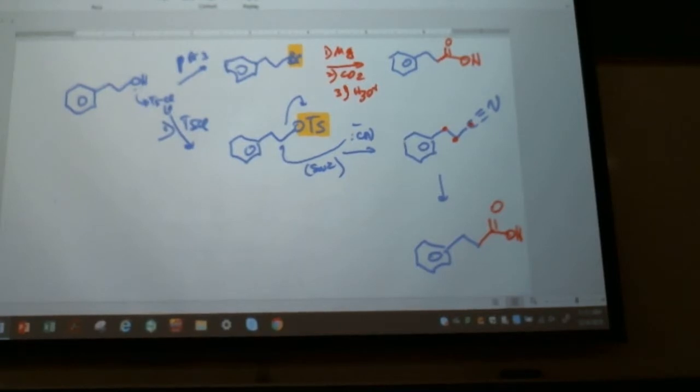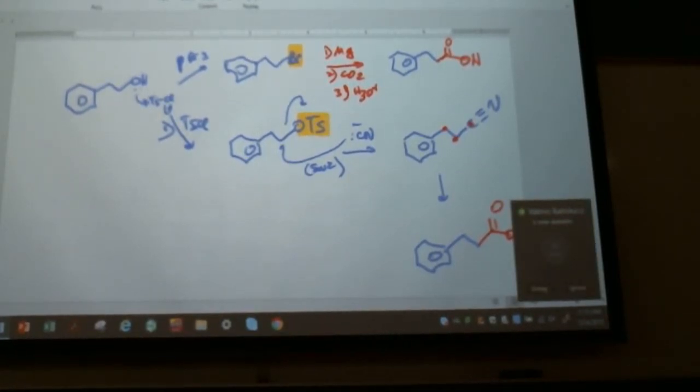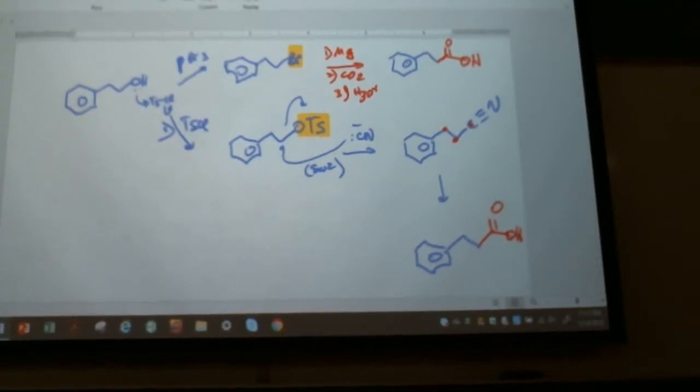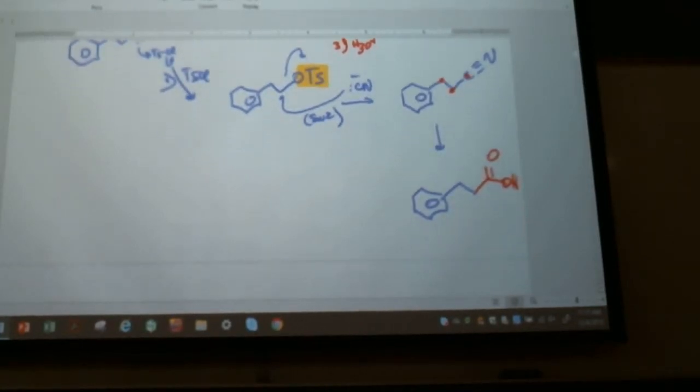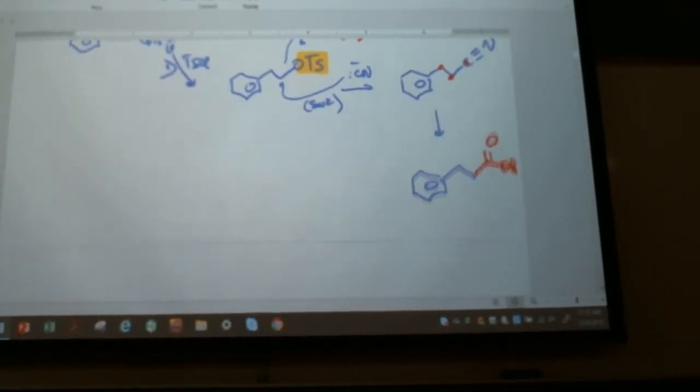On 3D. 3D, okay. So the first step is this first step. So you have an alcohol, put PBr3, make the halide. Now, this is a Wittig reaction.